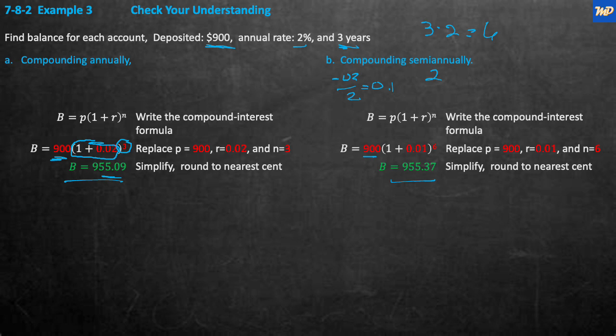Look at that. Let me show you a little example of what happened. Since the compounding here was 2% three times, you get 955.09. But because this was paid 6 times, every half year at a lower interest rate, you earn a little bit more money. And how much was that a little bit? 37 minus 9. So that's a little bit of extra cash.